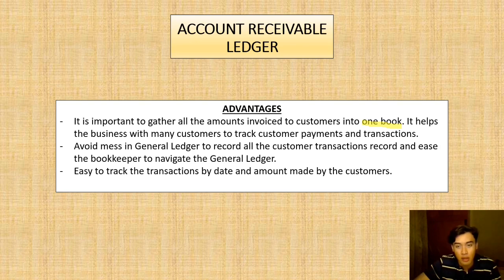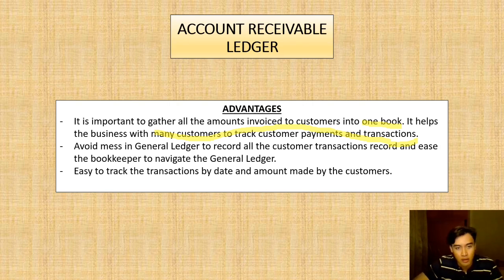Kenapa? Sebab dia boleh tolong business yang banyak customer ni, with many customers, to track customer payment and transaction, so that the vendor, the seller would not pening kepala nak cari customer mana belum bayar, customer mana dah bayar. Dah tertukar nanti salah tulis nanti habis.